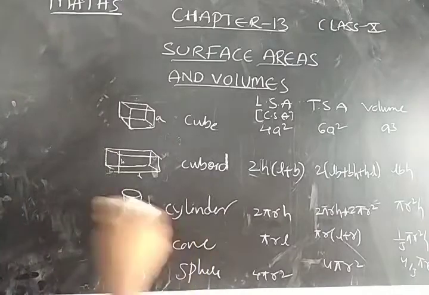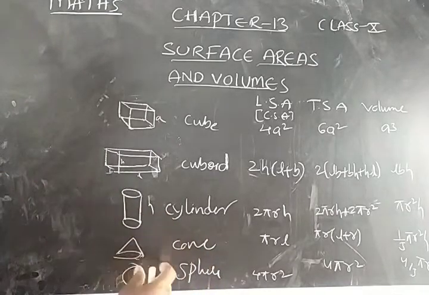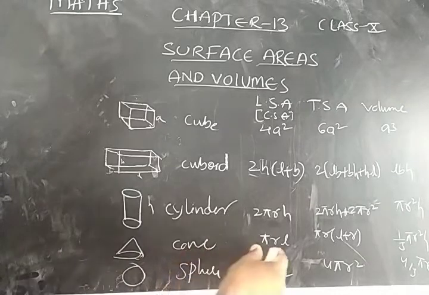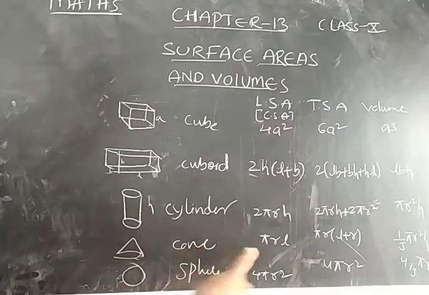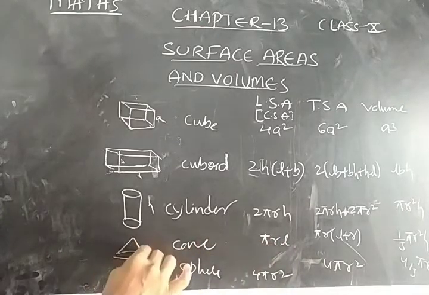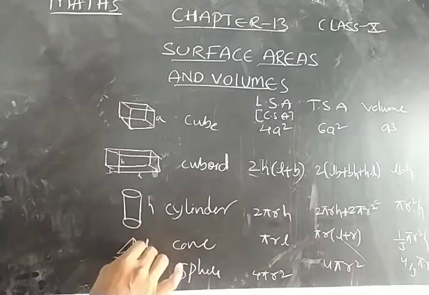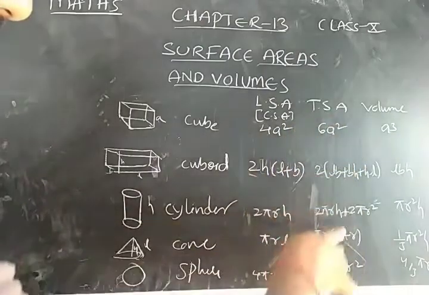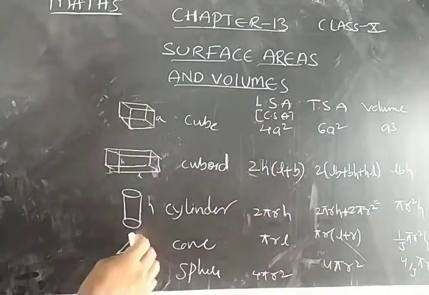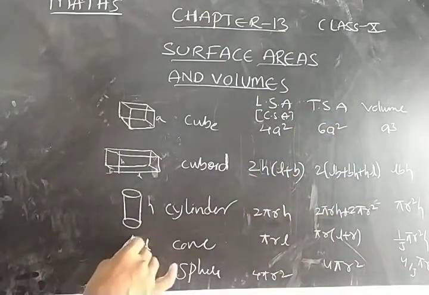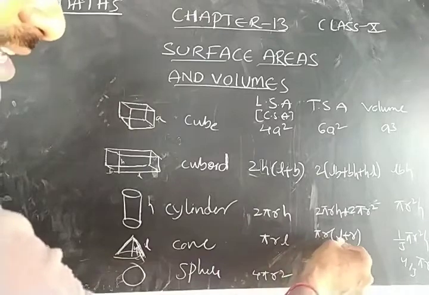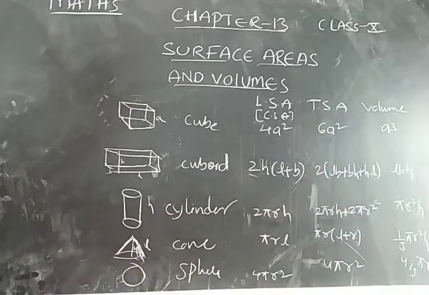Similarly, the cone. For the cone we cannot get it like that, so you have to remember it. Cone is pi r l. What is l here? Slant height. This is called slant height in the cone, and this is the height of the cone. So for LSA you remember pi r l. Pi r l is LSA or curved surface area. Curved surface area plus bottom area pi r square: pi r l plus pi r square will give TSA.